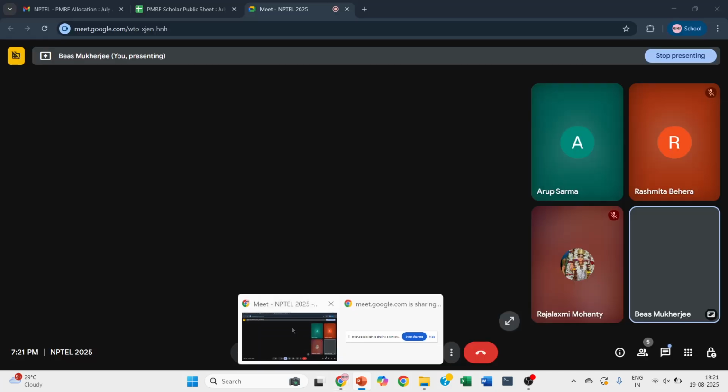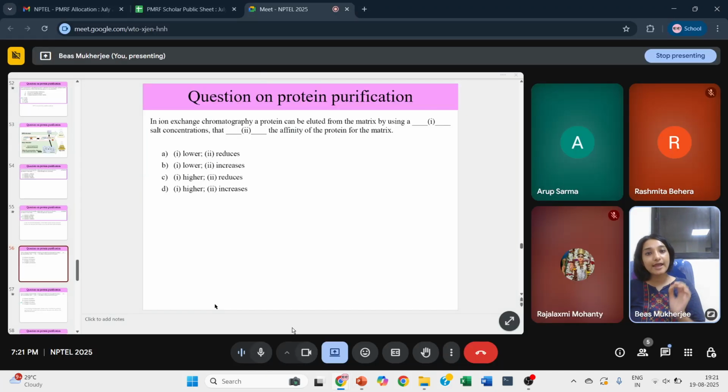Right. Now we'll go to the next one. So in ion exchange chromatography, a protein can be eluted from a matrix using dash salt concentrations that dash the affinity of the protein for the matrix. Tell me, this is also something that you know.